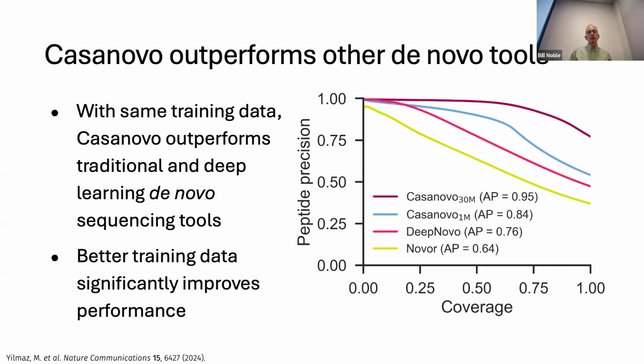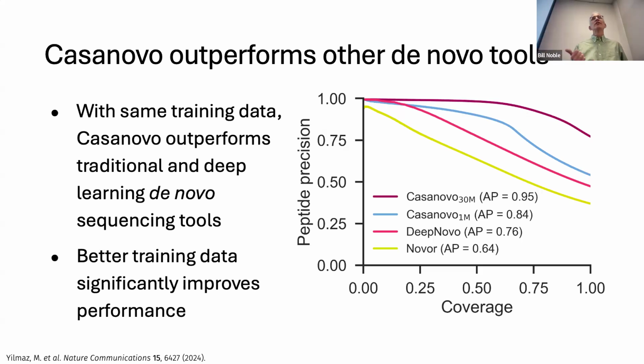The difference between the two Casanova lines has to do with the kind of data that they were trained on. The solid red line here versus the blue line, the solid red line was trained on a much larger data set and also higher quality data.